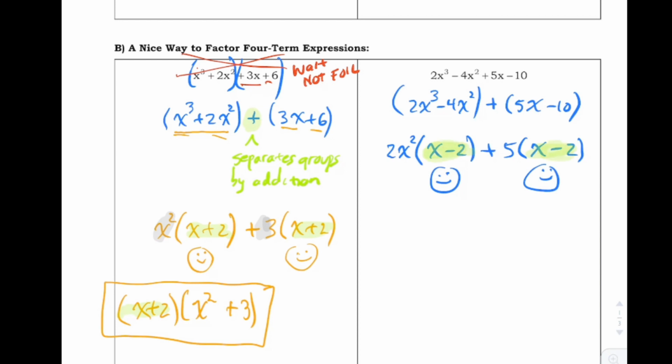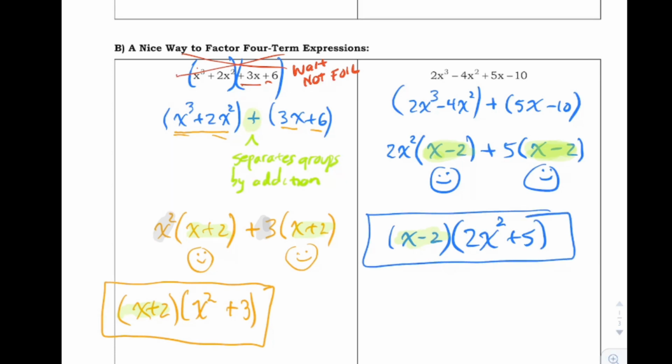You say, I've done the grouping, I pulled something out of each group, and look what I got there. I got me the same thing, an x minus 2 in both of these. So I can pull that to the front now, pull the x minus 2 to the front now. Maybe I'll keep it green, just make it easier to follow on the eyeballs. Leaving behind a 2x squared plus a 5. And that's the name of that tune.